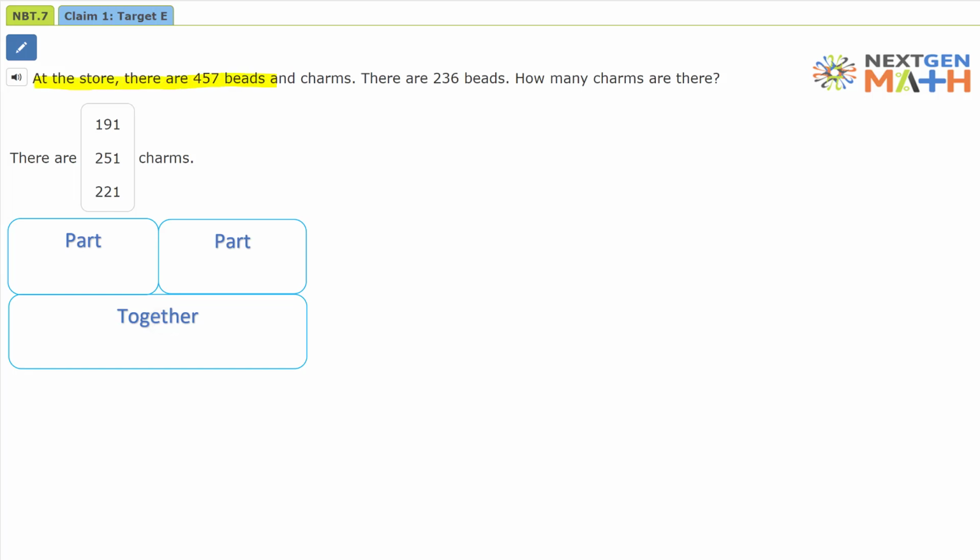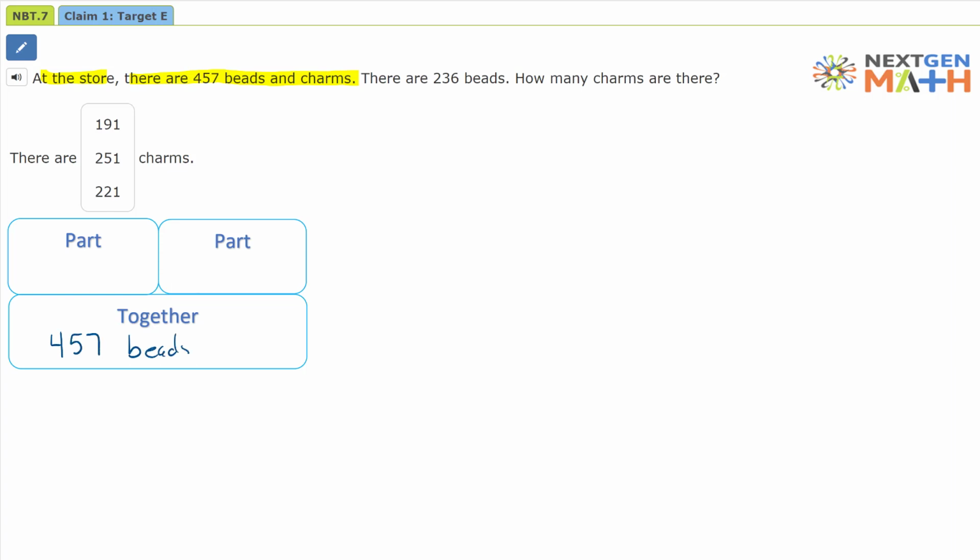At the store, there are 457 beads and charms. There are 236 beads. How many charms are there? Well, this is a part-together problem, and we're going to reread the problem, use our graphic organizer, and solve it. At the store, there are 457 beads and charms. That's what's all together.